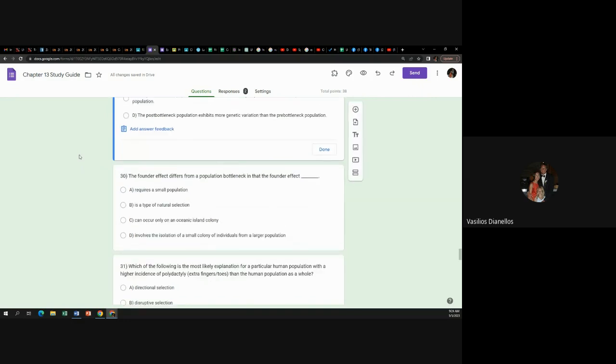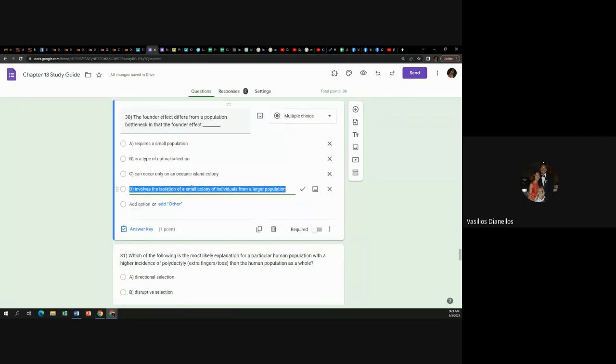All right. Speaking of which, the founder effect is different from a bottleneck. In which way, basically? It involves the isolation of a small colony of individuals from a larger population, which is why this is almost the correct answer. Can occur only on an oceanic island colony. That does involve the isolation of a small colony from a larger population, but it can happen in other places. And the good example I gave for that, even though I did give a bunch of island examples, was the Amish community, right?